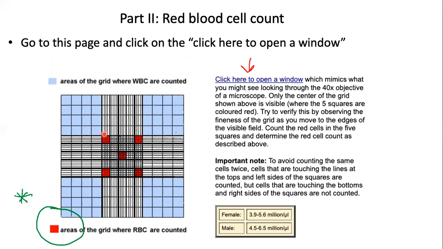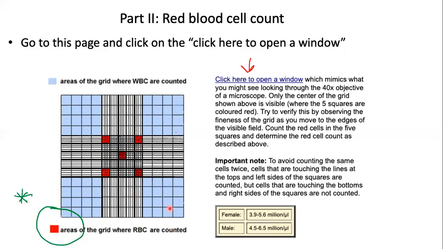When I talk about the grid, this is the grid I'm talking about, just in case you're wondering. When you do a red blood cell count, you focus on this grid. I think this is labeled grid 5 in your handout. And notice how I count the outer edges. So we're counting the red boxes. I'm going to count the red blood cells in this box, this box, this box, this box, and this box of grid 5. You should have about 100 red blood cells per box. Note areas of the grid where red blood cells are counted.